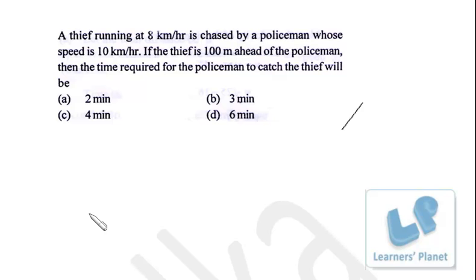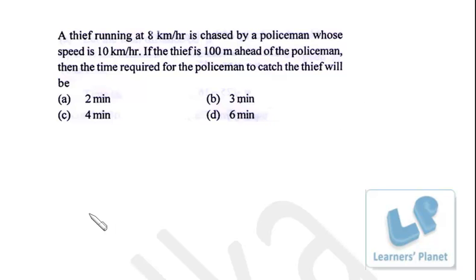Now see this problem based on relative speed. A thief running at 8 km per hour is chased by a policeman whose speed is 10 km per hour. If the thief is 100 meter ahead of the policeman, then the time required for the policeman to catch the thief will be. So we have already discussed this sort of concept, that is a relative speed concept, in my basic time, speed and distance session.